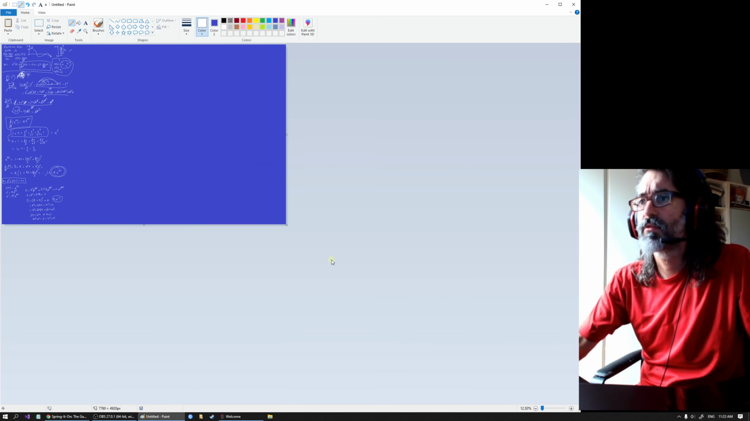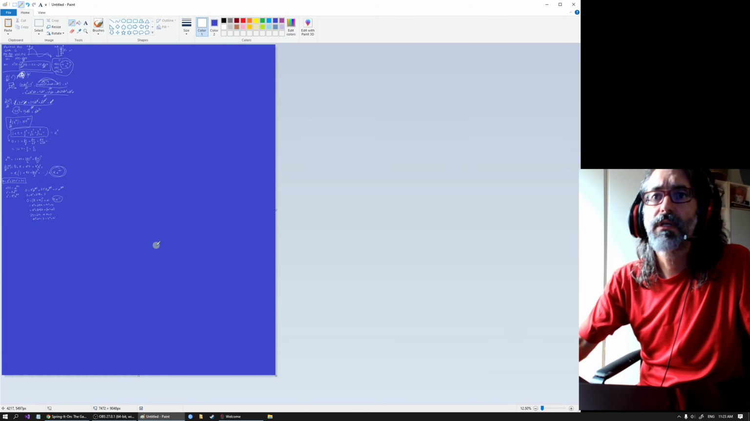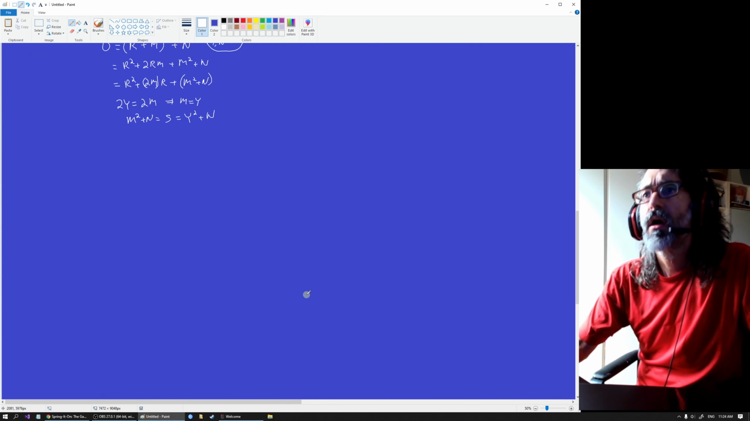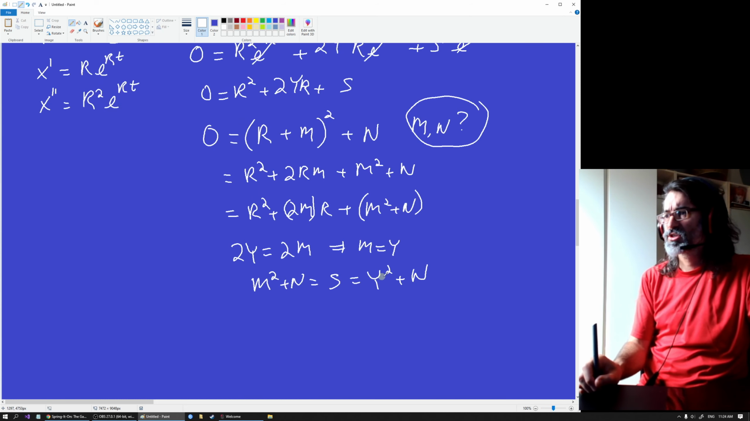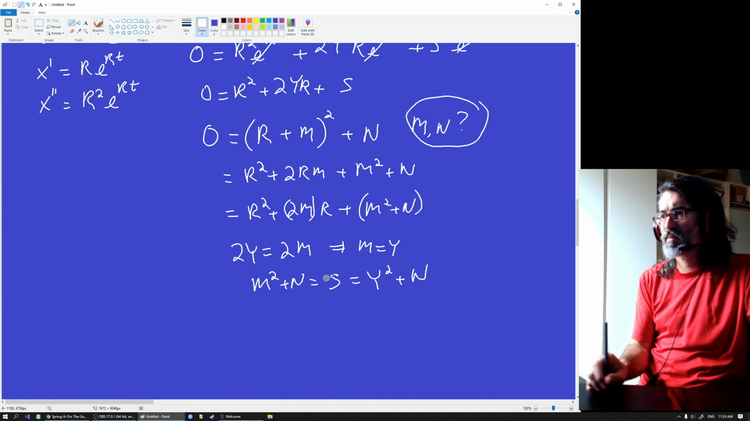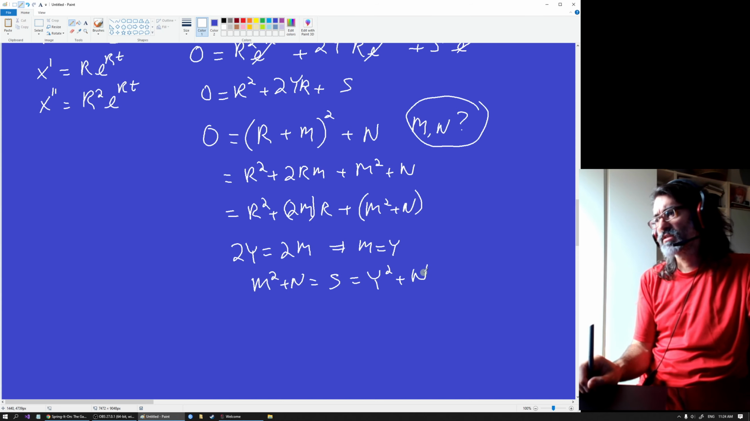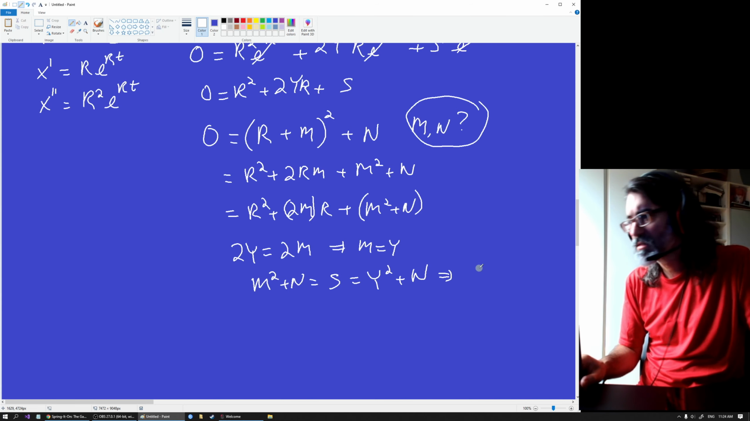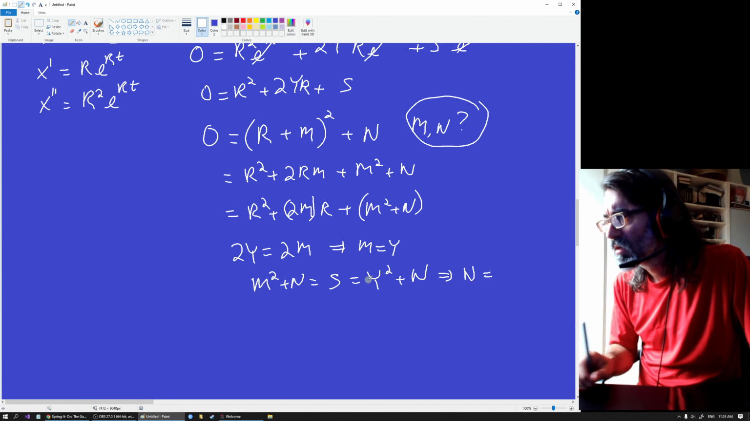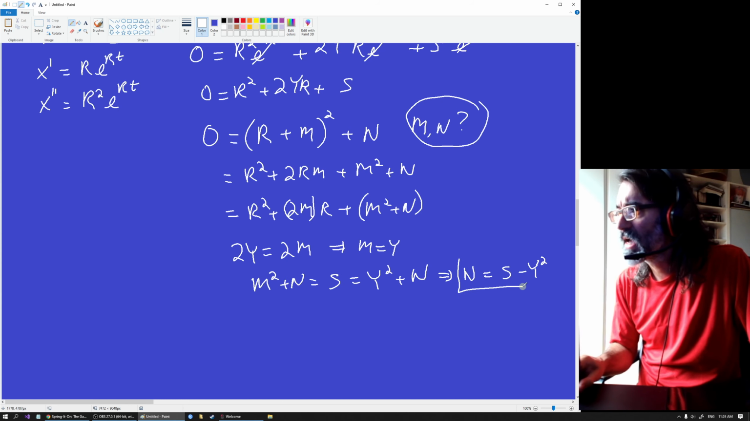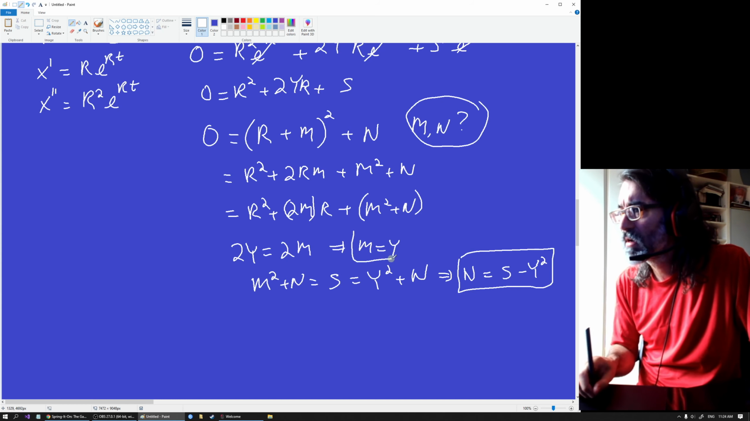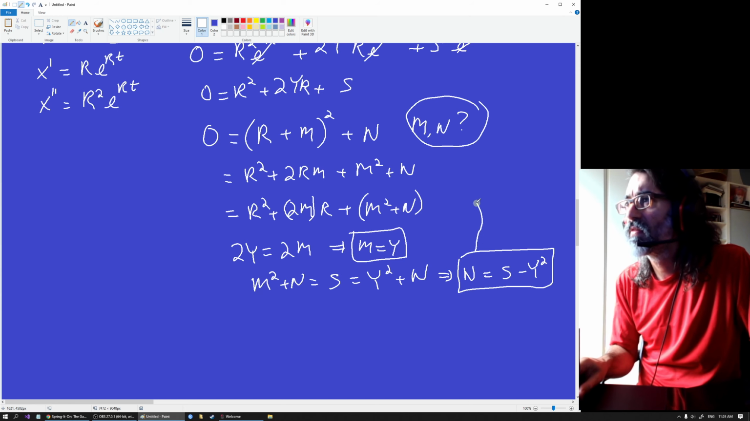Oh, not enough room anymore. Let's bring this bigger. So we're here. I just said that m is y. And now our goal is to actually find n. So n is, I need to bring the y squared to the other side, so it's going to be s minus y squared. So we have our n and we have our m that we need to plug in there.